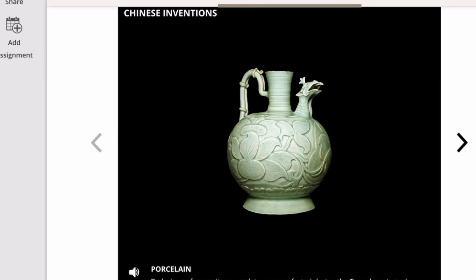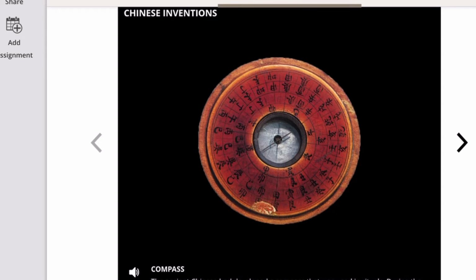techniques for creating porcelain were perfected during the Tang Dynasty and reached the height of artistry under the Song Dynasty, which is the dynasty that followed the Tang Dynasty. The formula used to create porcelain was a closely guarded secret. We also have the magnetic compass. Just like was mentioned a while ago, it was originally created for rituals. But during the Song Dynasty, they discovered the secret to making a magnetic compass used for navigation.